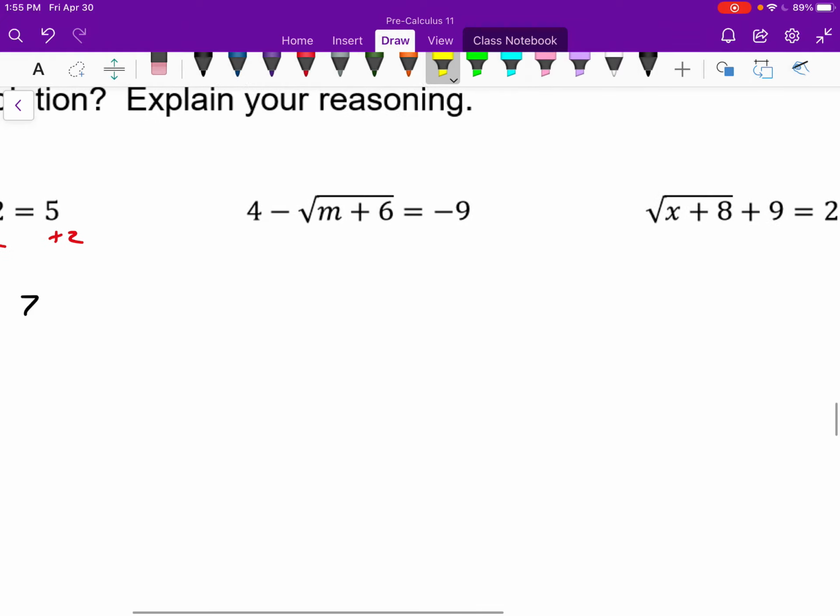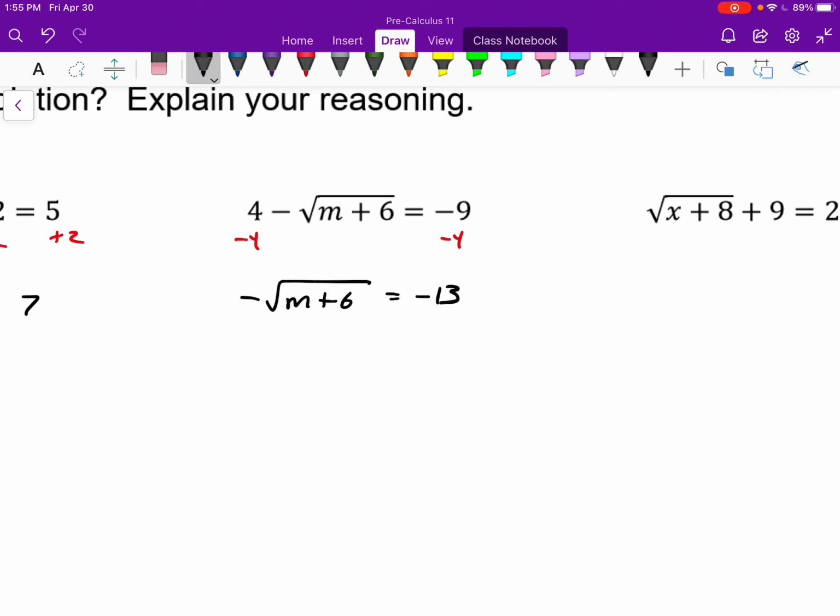Let's look at this one. Here, I want to subtract 4 from both sides. So I have minus root m plus 6 equals negative 13. Now I have a lot of negatives going on here, but one thing you could do is swap around these 2 terms. I could bring that term over here, bring that term over here. If that makes it look nicer, I get 13 equals the square root of m plus 6. But again, I don't know what m is. I'm not going to figure out what m is, but I know it must be possible. There must be some number that when I add 6 and square root, I get 13. So what would lead to something that is impossible?